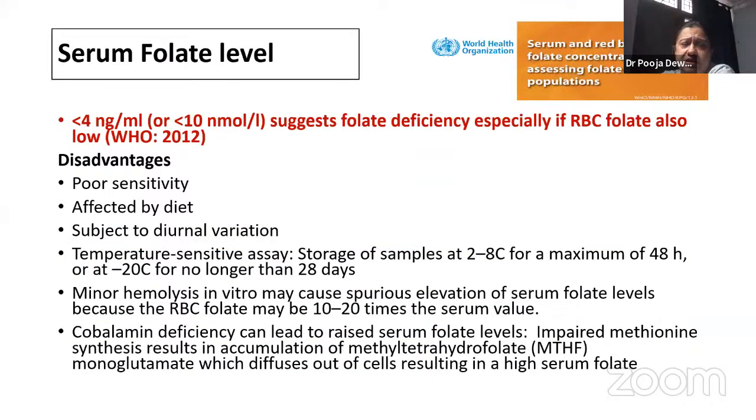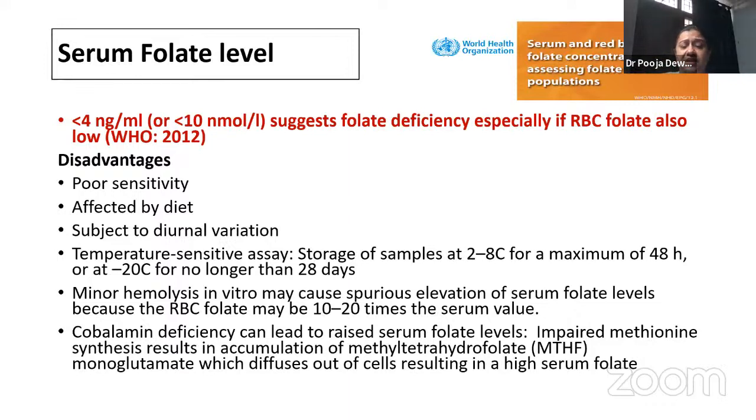Coming to folate levels, you have folate levels which can be measured in serum or in the RBC. And again, they have certain pitfalls. We know that levels less than 4 nanogram per ml in the serum are suggestive of folate deficiency. But this is again a poorly sensitive test, affected by diet, subject to diurnal variation. Like homocysteine, it is a temperature sensitive test. Sometimes if your sampling is not done properly and there is hemolysis, then the RBC folate comes into the serum and you can get very high serum folate levels because of hemolysis. And we know that cobalamin deficiency can itself lead to raised serum folate levels.